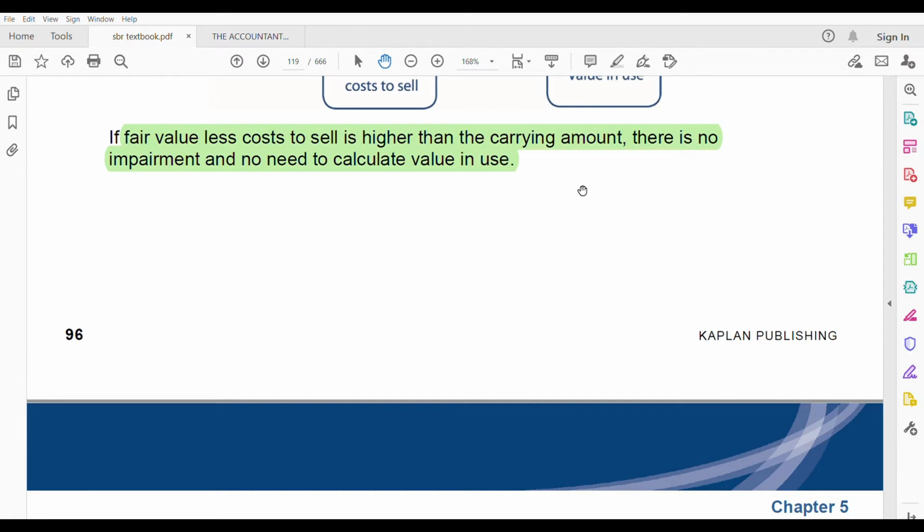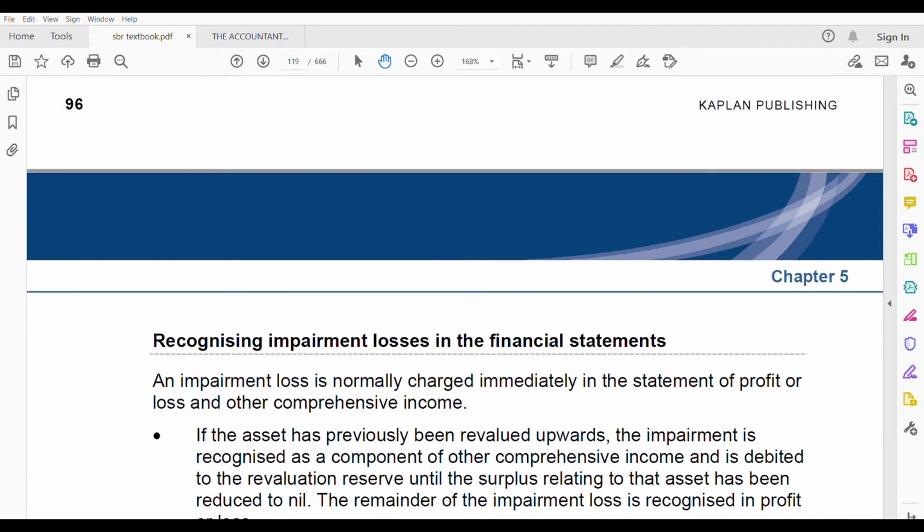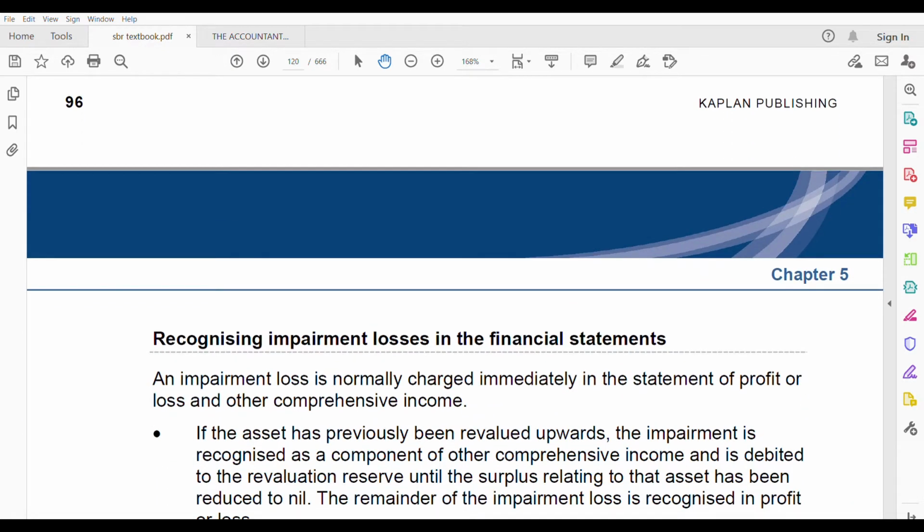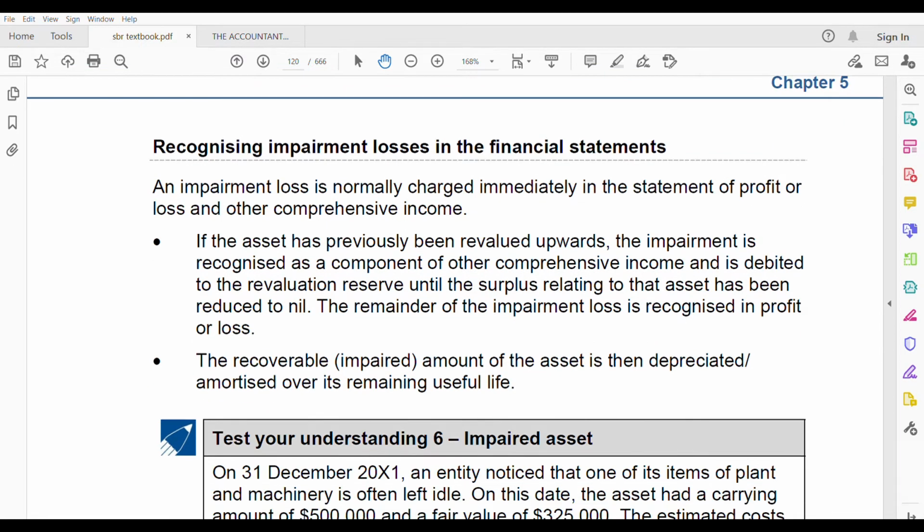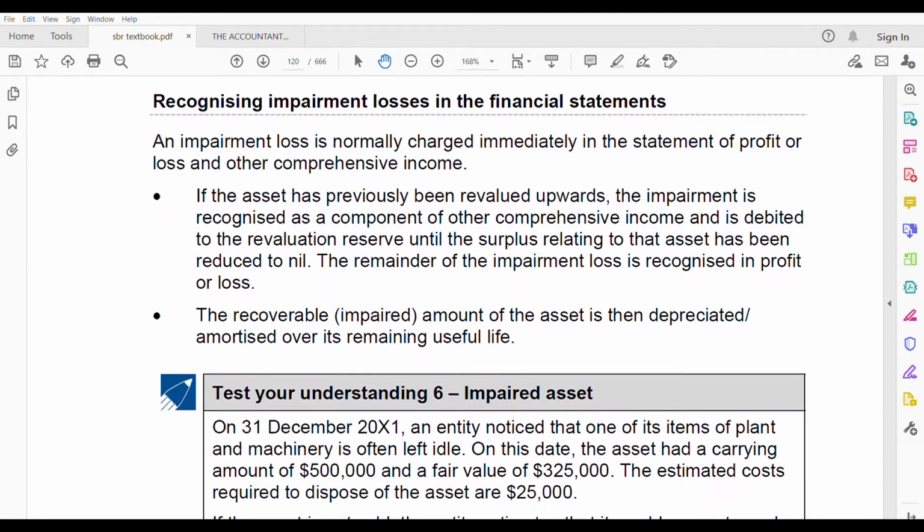So the point when your fair value less cost to sell is higher than your carrying amount, no need to calculate value in use. And no impairment is recognized. Okay. Because you cannot recognize negative impairment. Remember that. It should be positive or zero.